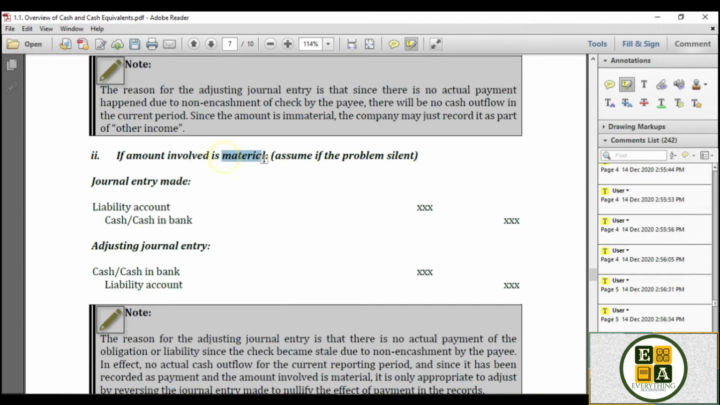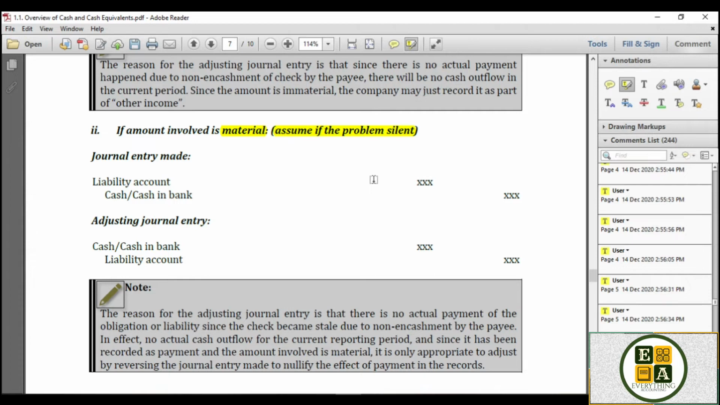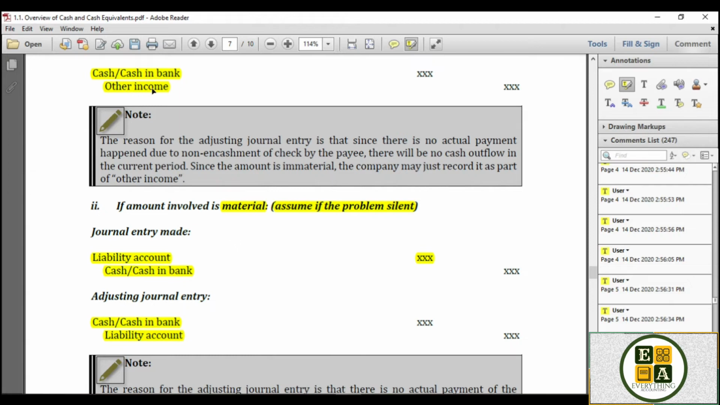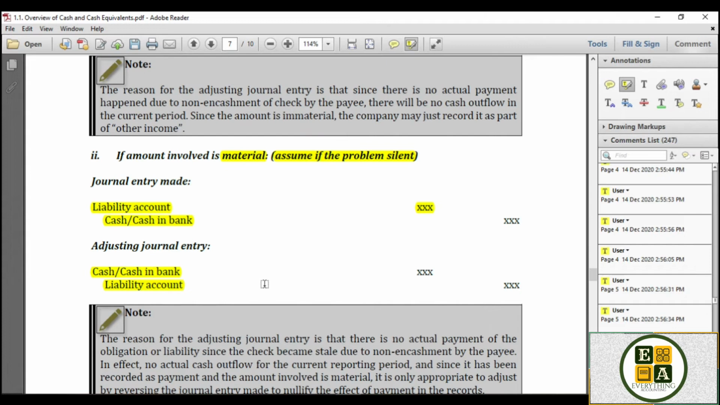Pero kapag material, okay? Kapag material yung amount, which is assumption natin kapag yung problem is silent, ibig sabihin kapag hindi nag-state sa problem na material siya or hindi, we always assume material. Kasi nga pera yan, guys. It involves money. Okay? When it comes to cash payments or cash collections, we actually consider the amount as always material. Okay? So kapag material, ganun pa rin ang assumption sa journal entry made, debit liability, credit cash, kasi kuno nagbayad, but to adjust, this time, ganito lang yung entry natin. Babalik ta rin mo lang talaga yung journal entry made. Unlike kapag immaterial, nagke-credit tayo ng other income. Okay? So, yun yung difference. Either way, yung reason, no actual cash payment due to non-encashment of the check. Okay? So, no actual payment.